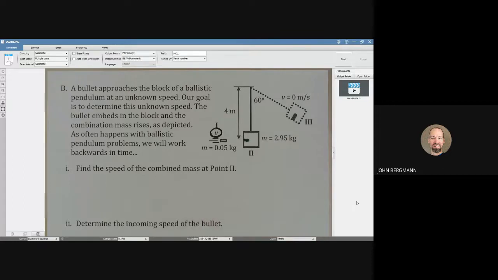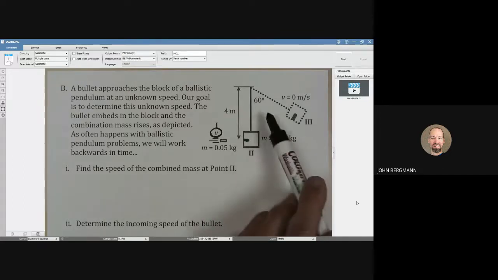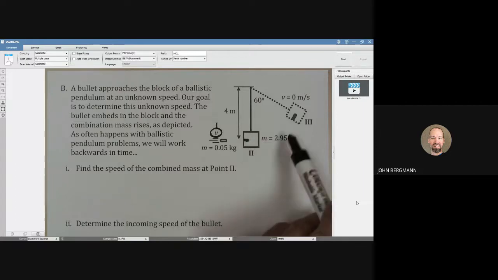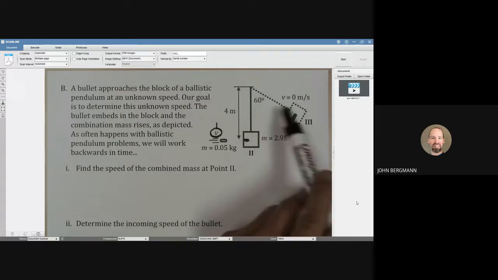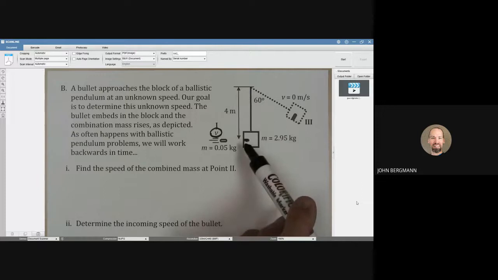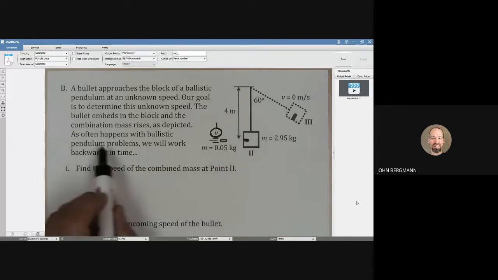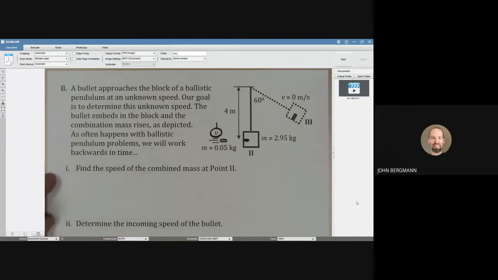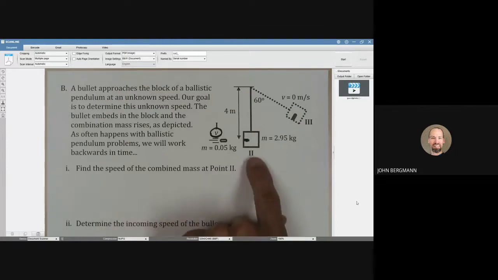and that's going to cause this ballistic pendulum to swing up. What we've got here is we know the mass of this block. We can measure the angle that it swings up through. We know the length of this, and we know the mass of the bullet. As often happens with ballistic pendulum problems, we're going to work backwards in time. So let's find the speed of the combined mass at point 2, which is right there.